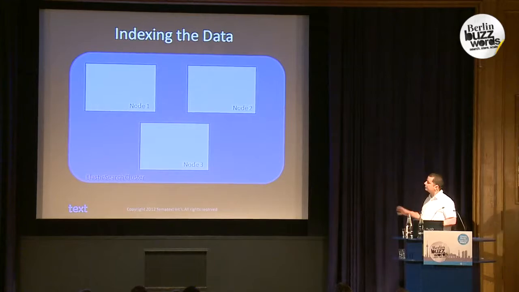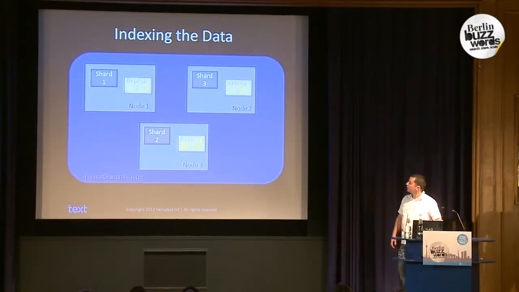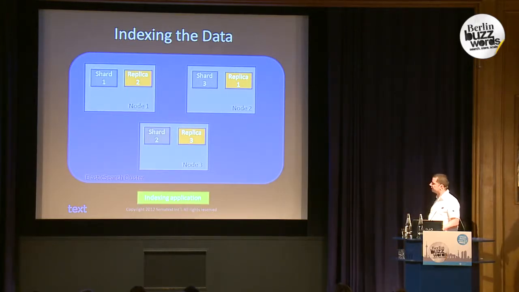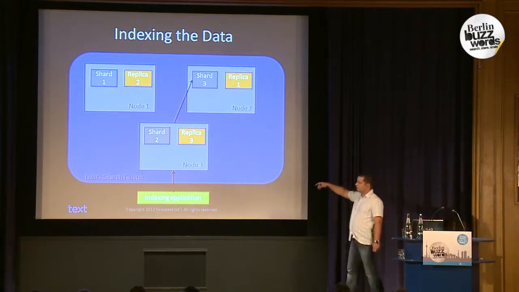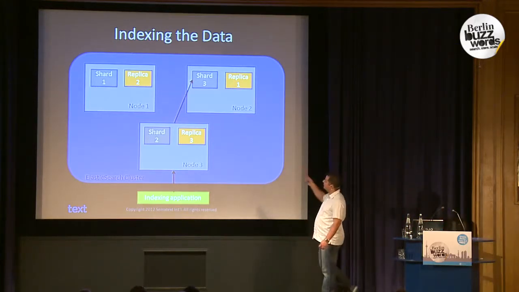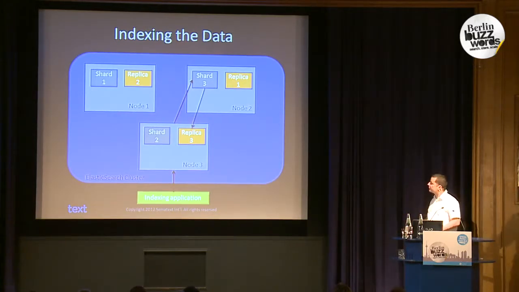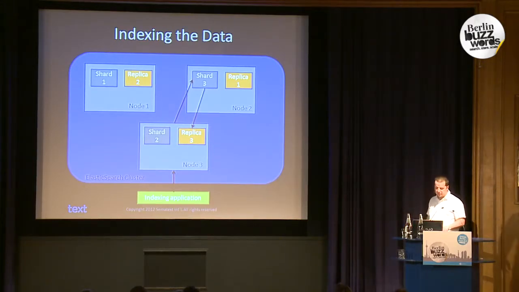Now, indexing the data. The normal indexing procedure in Elasticsearch is like this. You have shards and replicas on each of the nodes, and you have some indexing application. It connects to Elasticsearch, and then Elasticsearch chooses which shard to place the document at, and the shard is, of course, replicated in real time to its replica or replicas, because there can be more than one replica of each shard.